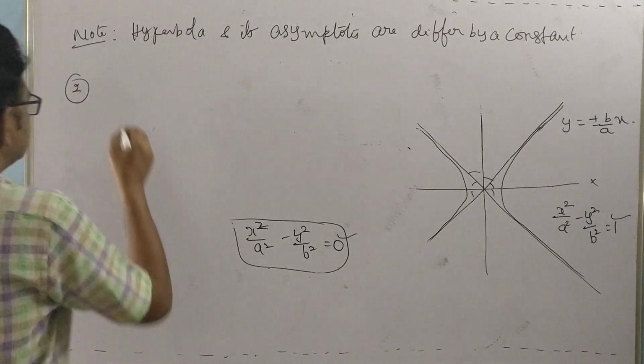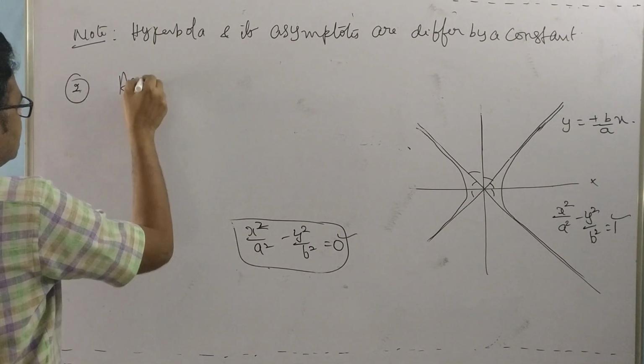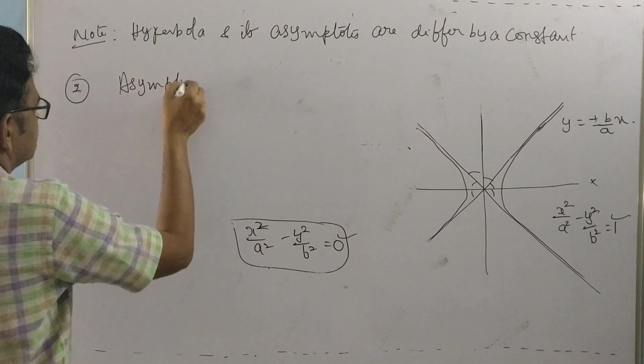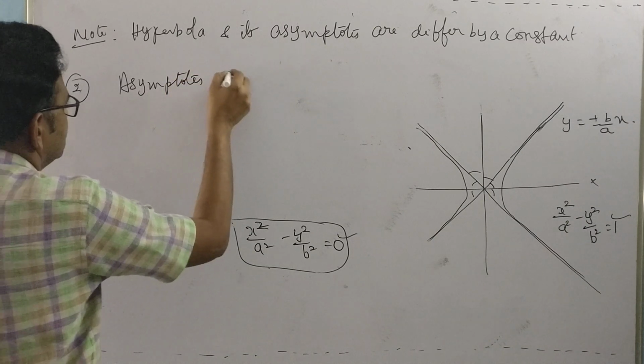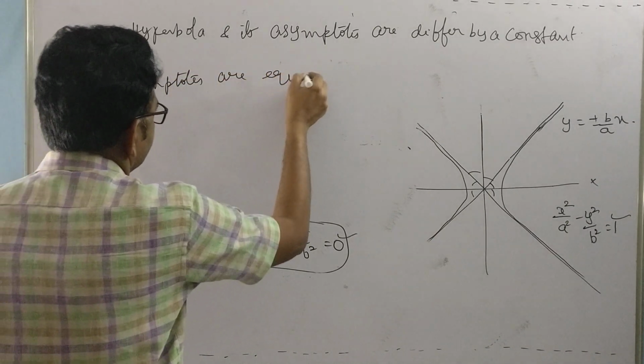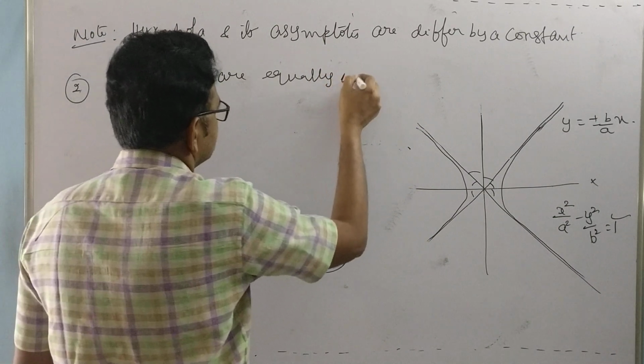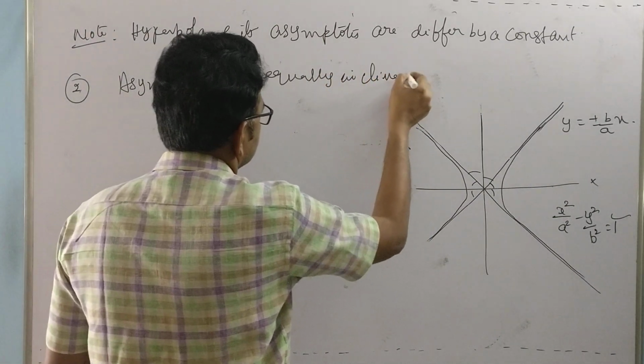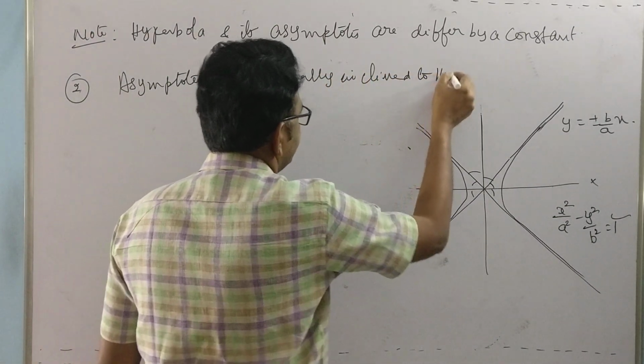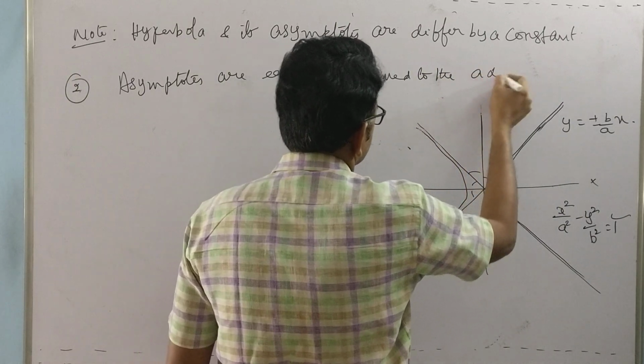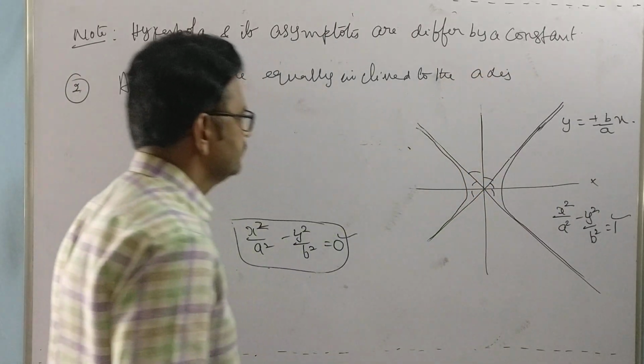That means asymptotes are equally inclined to the coordinate axis. Axis means coordinate axis.